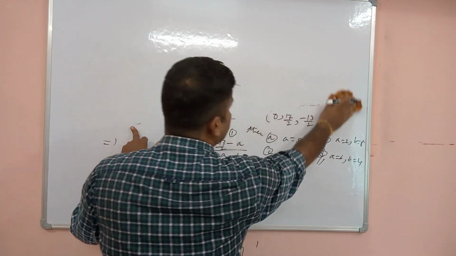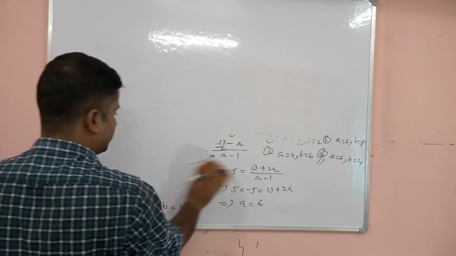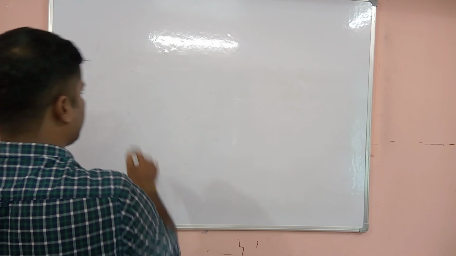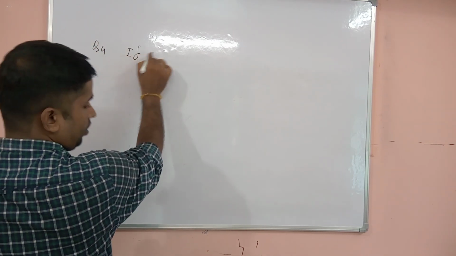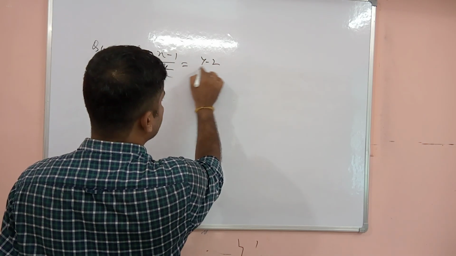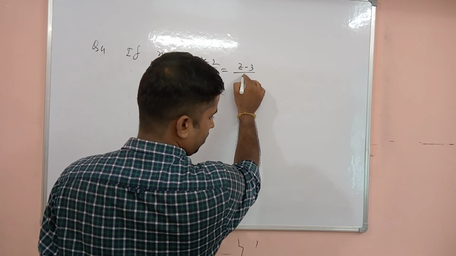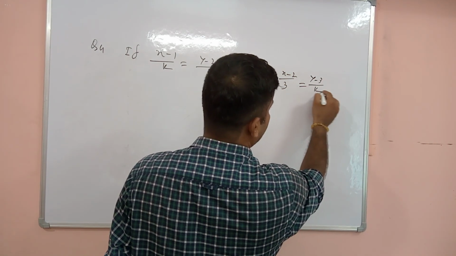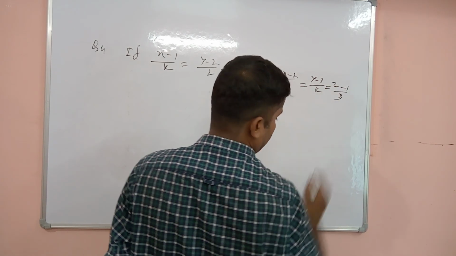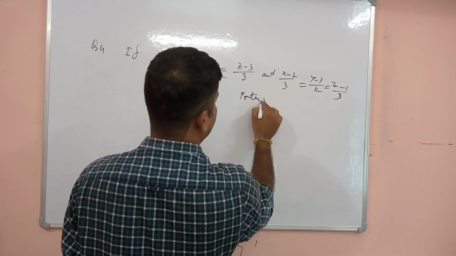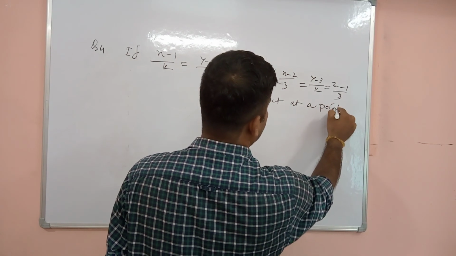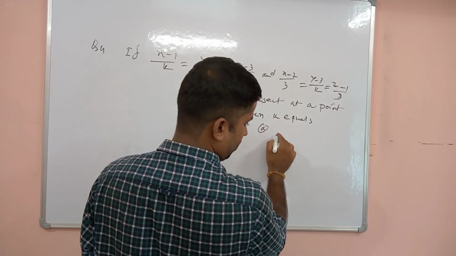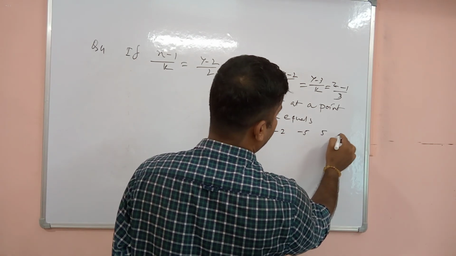So I have done 3 questions so far. Question number 4: if x minus 1 by k equal to y minus 2 by 2 equal to z minus 3 by 3, and x minus 2 by 3 equal to y minus 3 by k equal to z minus 1 by 3, intersect at a point, then k equals. Options are minus 2, minus 5, 5, 2.